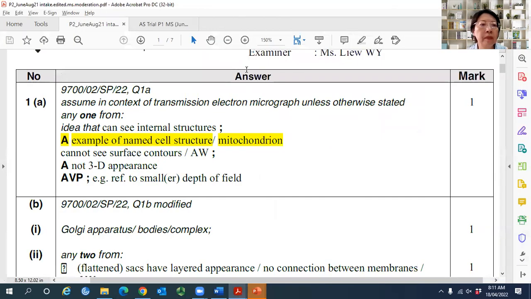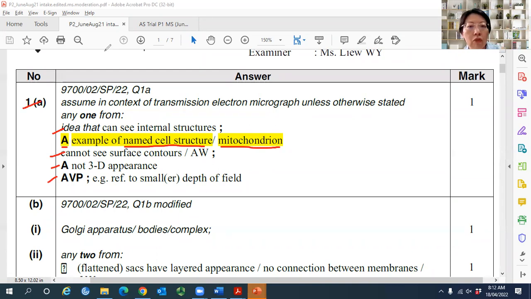Let's look at the mark scheme. It says: idea that you can see the internal structures of the cell. For example, you name the cell structure that you can see, such as mitochondrion, or you say that you cannot see the surface contours, because in a scanning electron micrograph you see the surface contours. Also accept that it's not 3-dimensional, because scanning gives 3-dimensional, whereas TEM gives 2-dimensional, just like a light microscope. AVP is, for example, refer to smaller depth of field. This one, we are not going to talk about it.